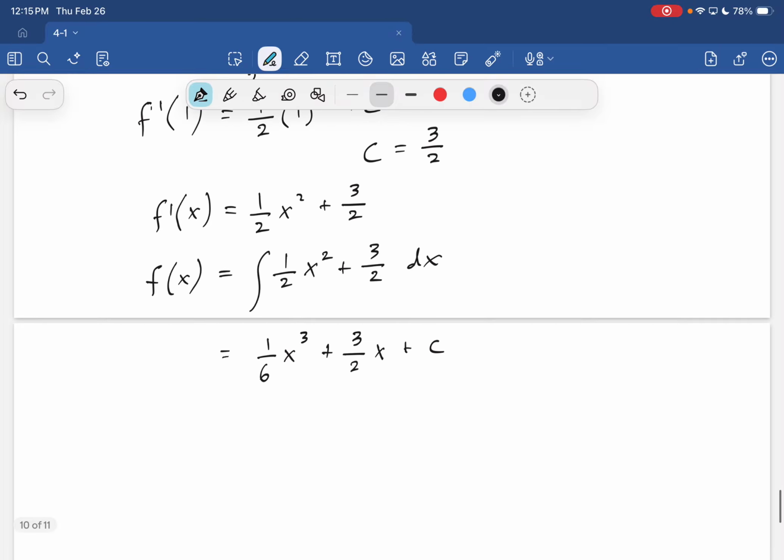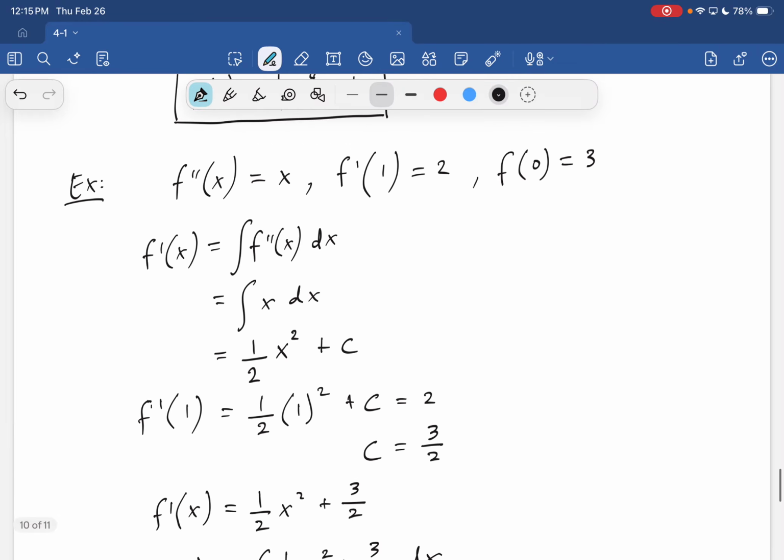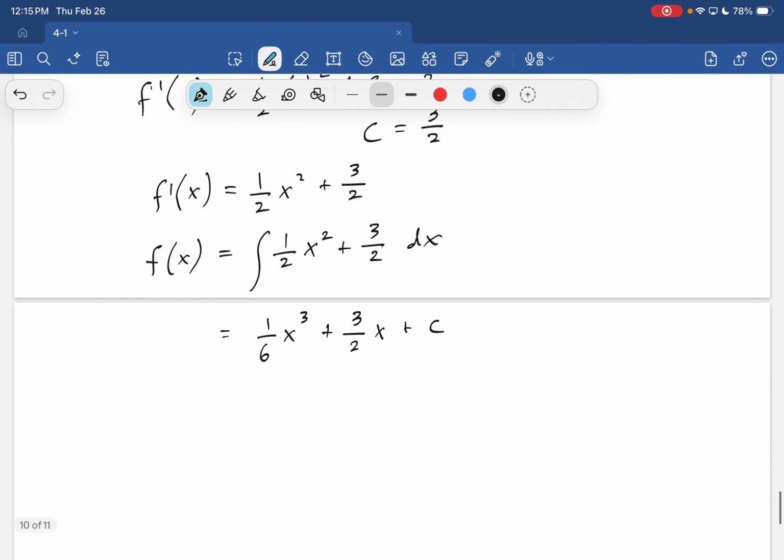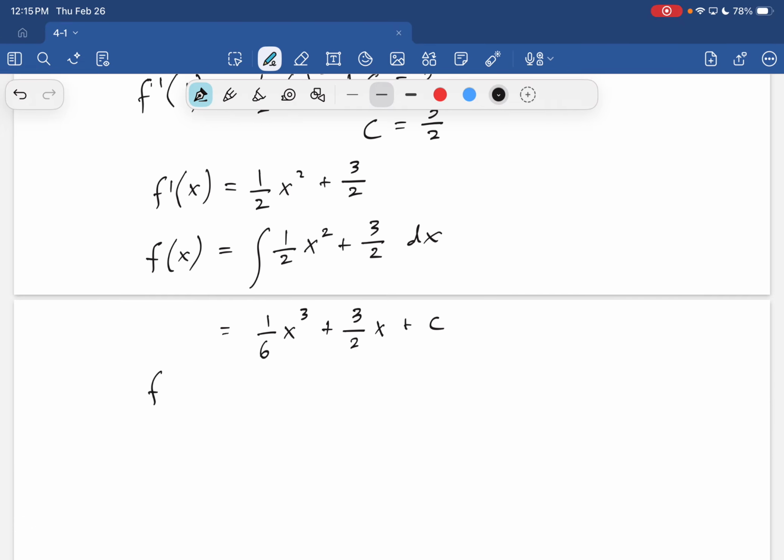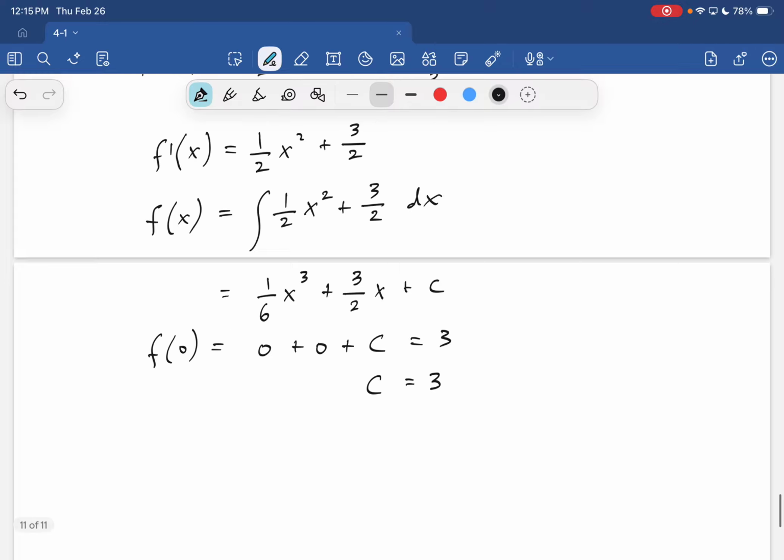Do you have to solve for that again? Yes, so I have to now solve for c based on the second initial condition, which is f of 0 equals 3. And so I plug in x equals 0, and that's going to be 0 plus c equals 3, right? So that tells me c equals 3. And therefore, my final function is 1/6 x cubed plus 3/2 x plus 3.